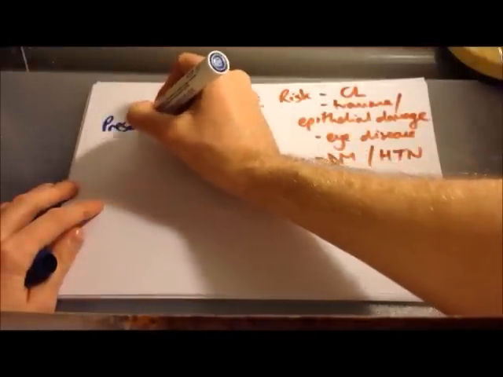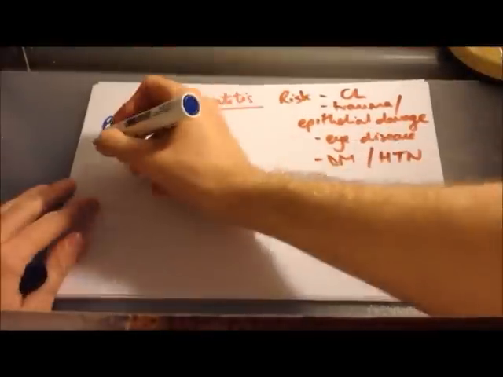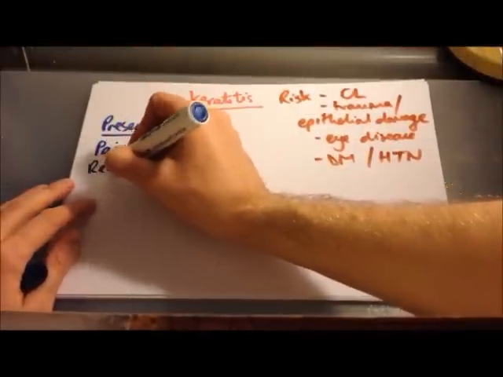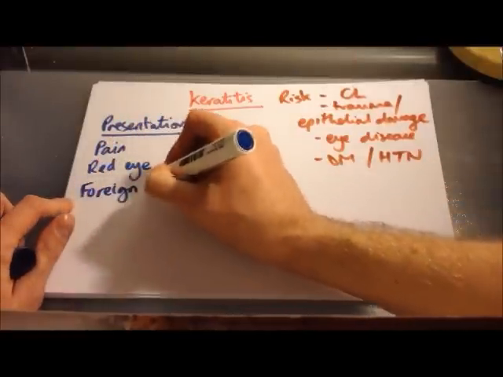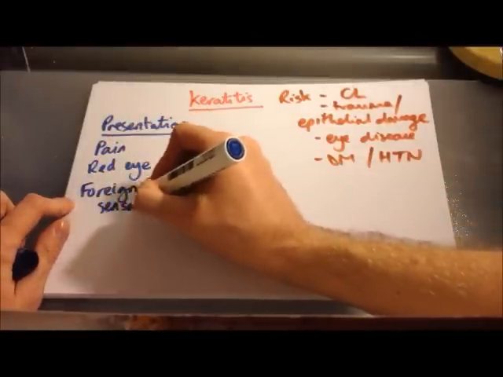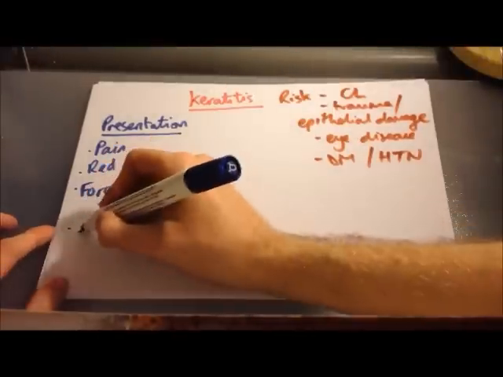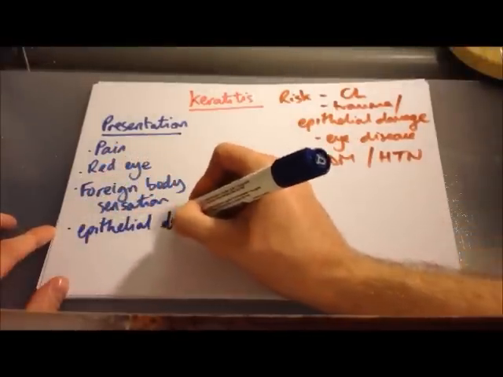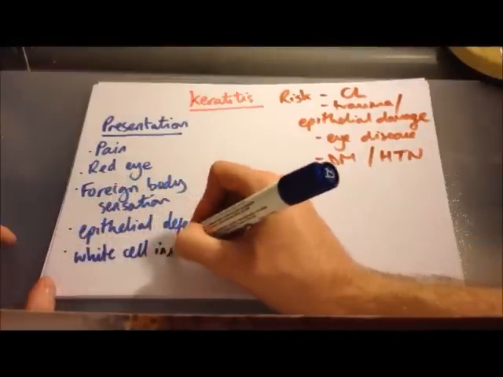Moving on to presentation. The patient will present with pain in the eye, as well as a red eye, which can either be localized to the cornea and circumlimbal, or it can be diffuse. The key exam type symptom is a feeling of a foreign body in the eye, a bit gritty, a bit uncomfortable. On examination, there'll be an epithelial defect when stained with fluorescein. You might also be able to see a white cell infiltrate as well.